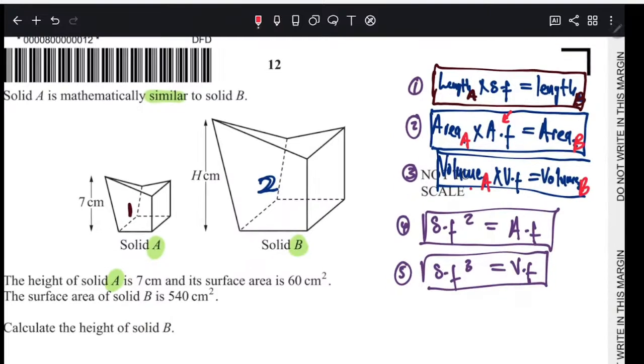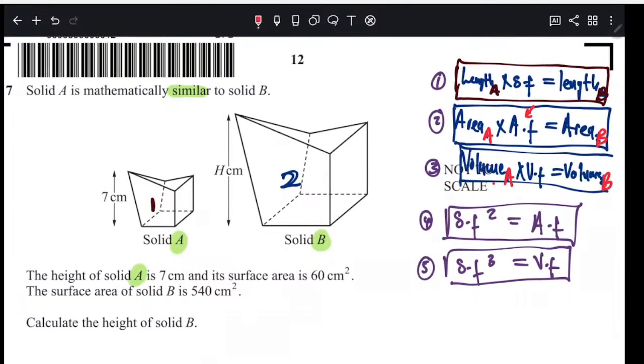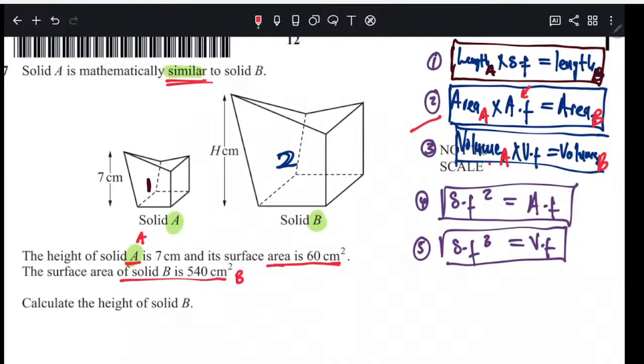All right. So now they've said calculate the height. Don't worry about the question. We see the word similar. What we then come to do is we see what have we been given. What have we been given, class? We only want something that we know for both A and for both B. Here we've been told surface area for A and surface area for B. So we have area for A and for B. So we are going to use this formula.